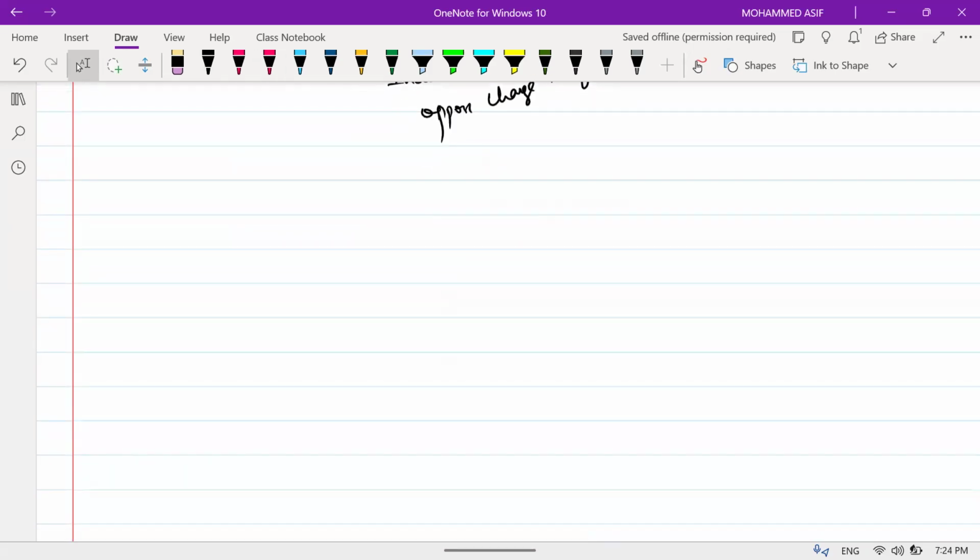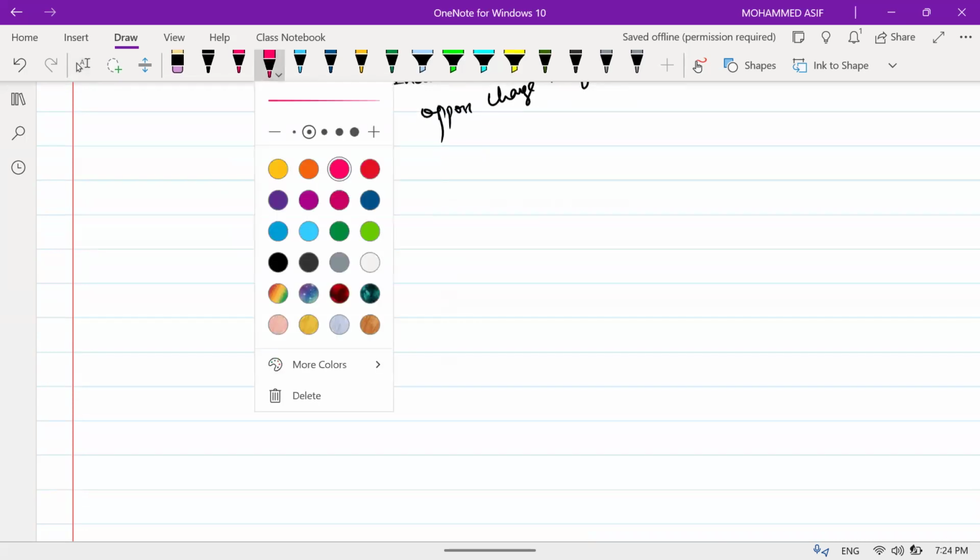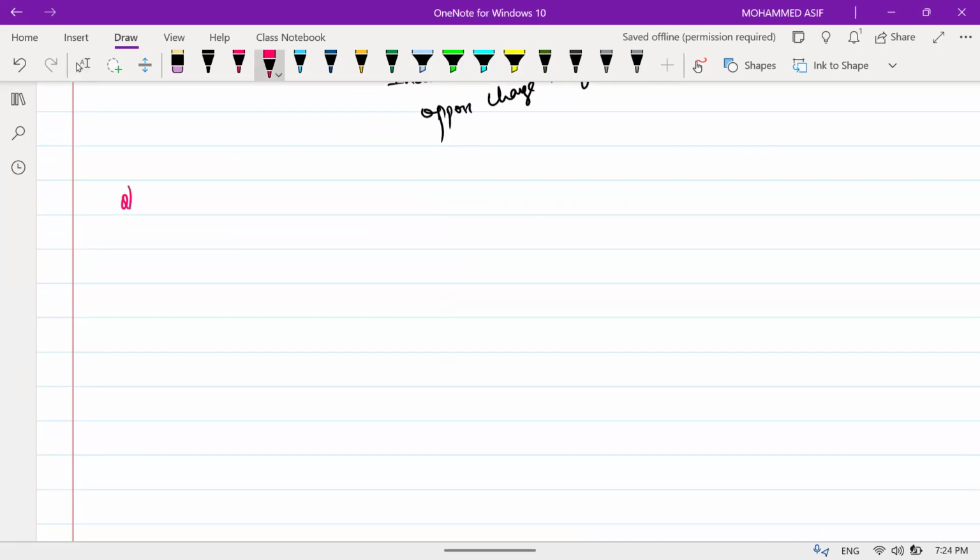Now listen a little bit carefully, everyone. If you understand this one, then it will be a little bit easy to do the numericals. Find the direction of induced current. Direction of induced current.